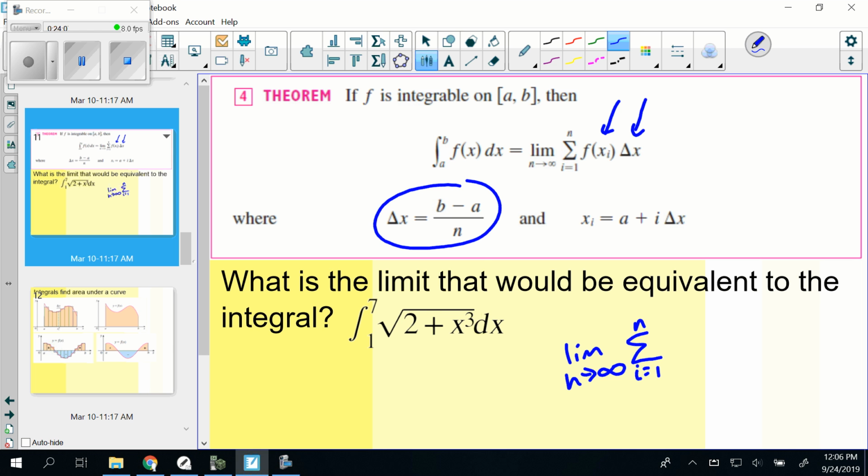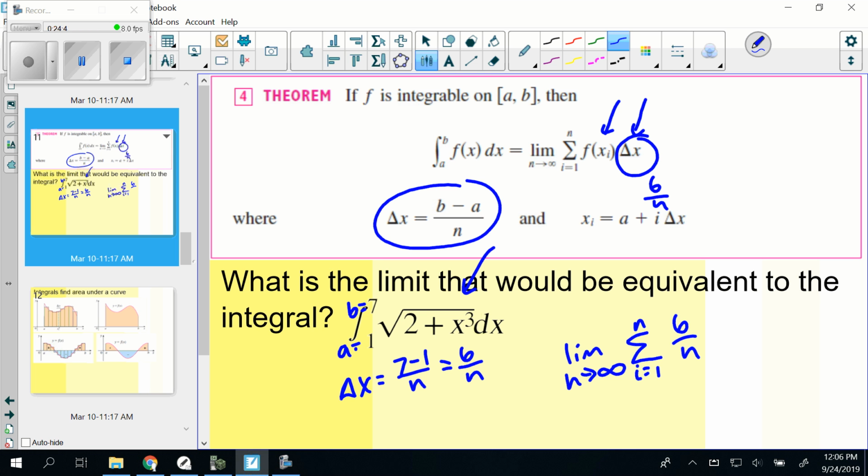Our width again is, remember, b minus a over n. So we'd have to look at this interval and figure out what's a, what's b, and so on. So here a would be 1, b would be 7. So we can come up with that change in x. Change in x would be 7 minus 1 over n, which would be 6 over n. So we know when we're writing this out, our change in x here would be 6 over n. So this is going to have a 6 over n in this summation.